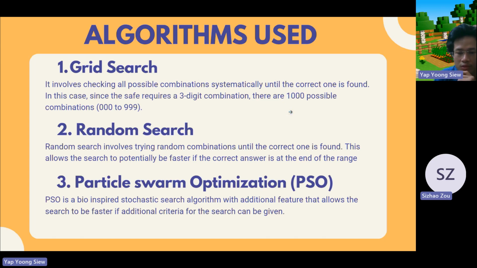In this case, it will try 1,000 possible combinations. The second one is random search. How it works is it involves trying random combinations until the correct one is found. And the third one that we propose is called particle swarm optimization. It is a bio-inspired stochastic search algorithm with additional features that allows it to search faster if additional criteria for the search can be given.